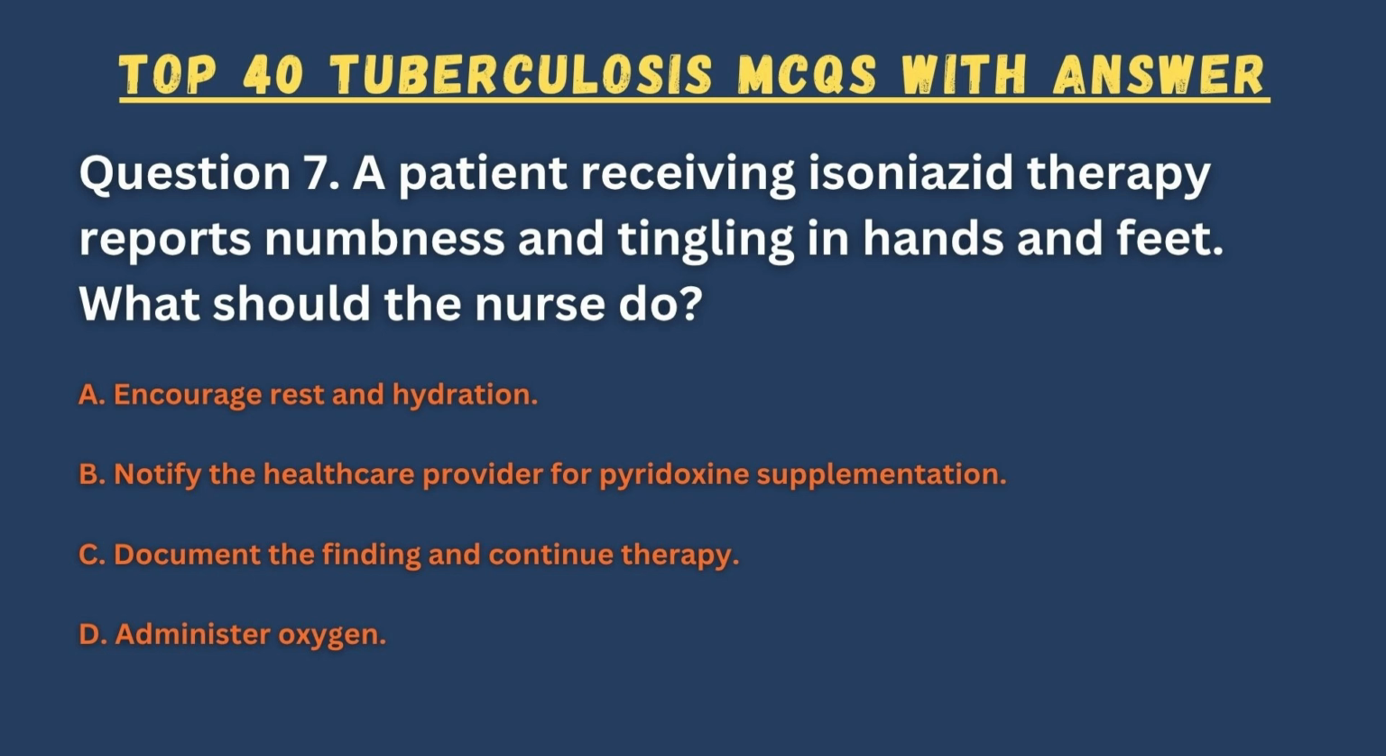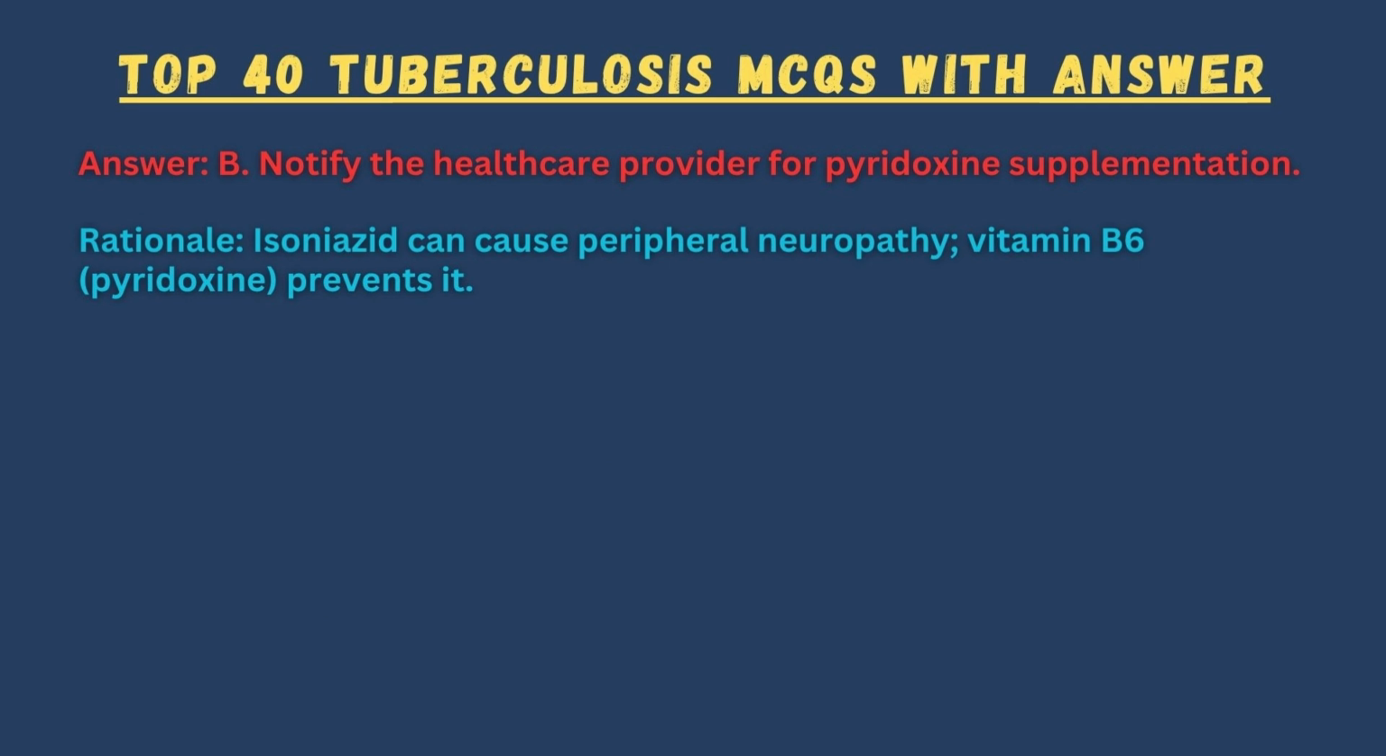Question 7. A patient receiving isoniazid therapy reports numbness and tingling in hands and feet. What should the nurse do? A. Encourage rest and hydration. B. Notify the healthcare provider for pyridoxine supplementation. C. Document the finding and continue therapy. D. Administer oxygen.